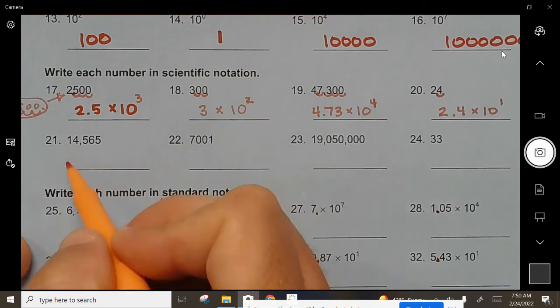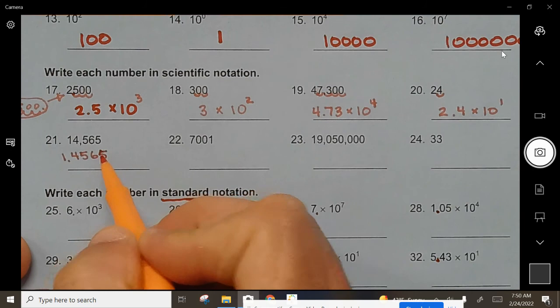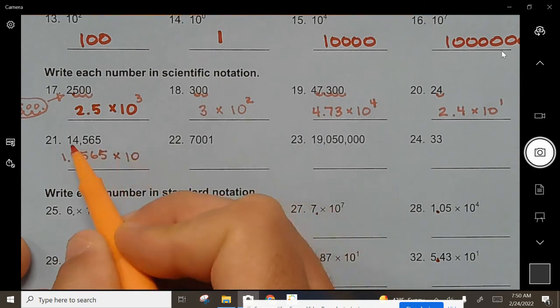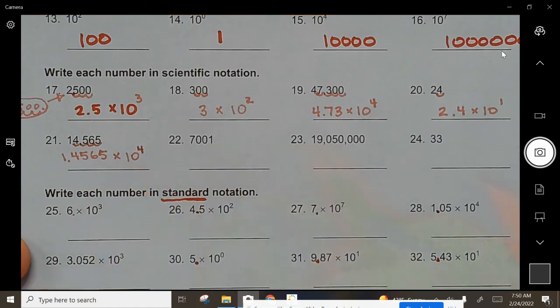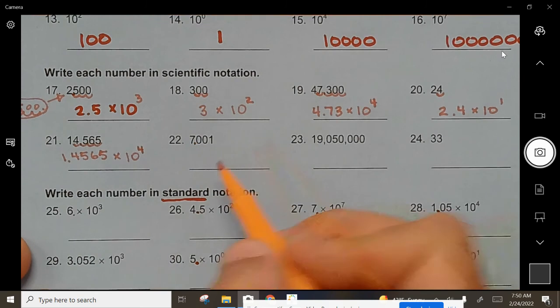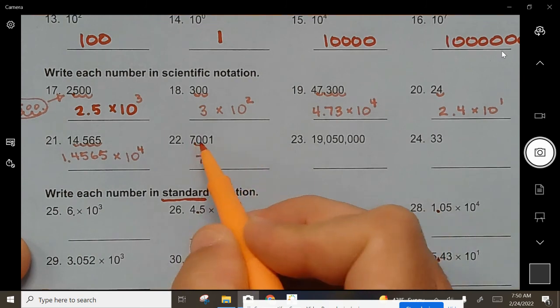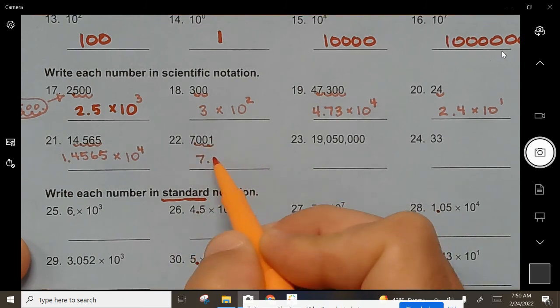This one, you do have to put your decimal after the first number, and you do have to include all of that nonsense. 4, 5, 6, 5 times 10. If my decimal is here, I go 1 spot, 2, 3, 4. Okay. Where does the decimal go here? Right there. 7 point, how many spots? 1, 2, 3.